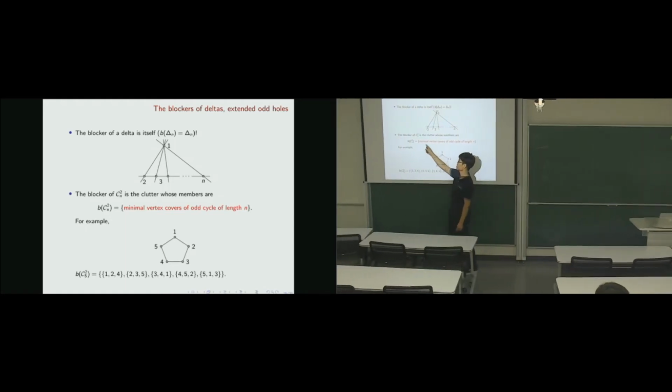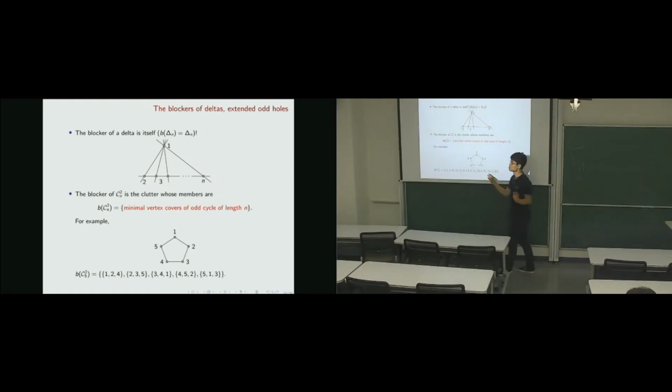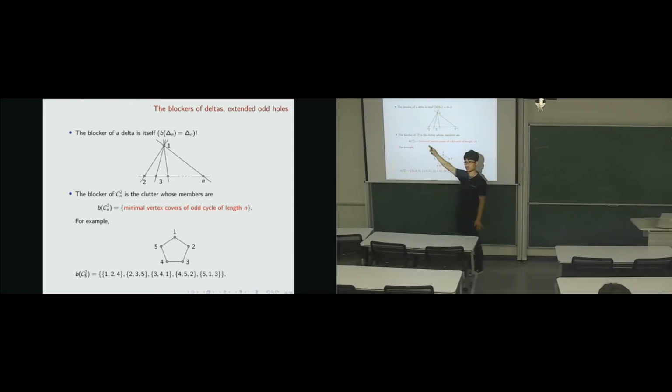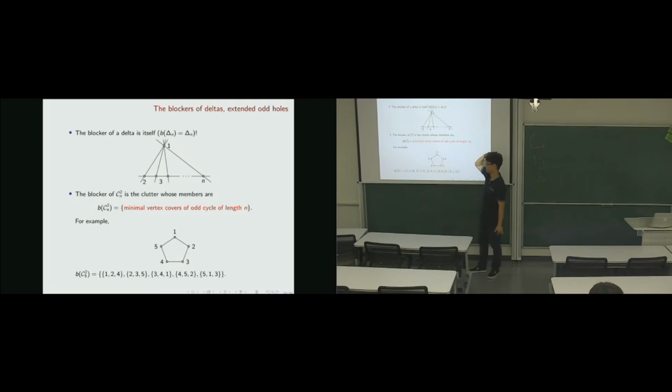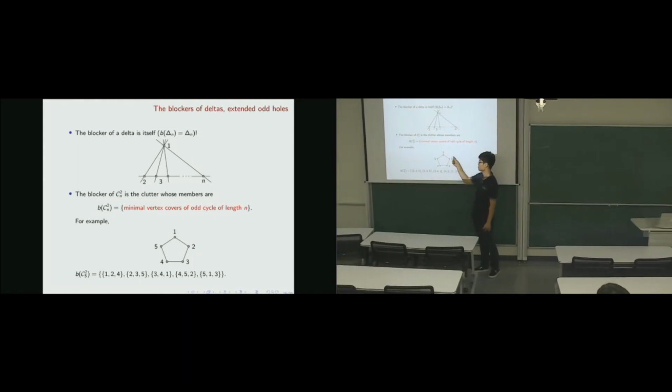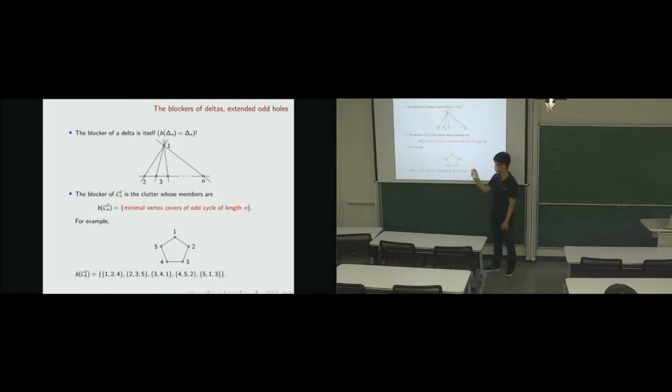Now, just take an auto without hyperedges. Then the blocker of that auto is just the set of the minimal vertex covers of this graph. So in this 5-cycle example, we have 5 minimal covers.